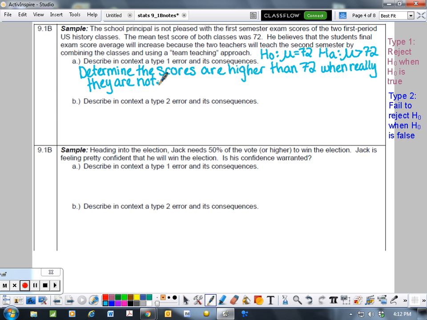So what's a consequence of that? Well, we think that team teaching is working when really it's not. So keep using a teaching tool that's not really working. So continue a teaching tool that doesn't help.